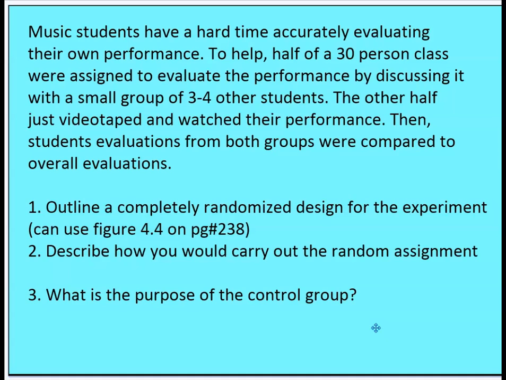So 1, outline a completely randomized design for the experiment. 2, describe how you would carry out the random assignment. And 3, what is the purpose of the control group in this experiment? All right, that brings us almost to the end, but we have to pause here because we're over our time. Please come back and join us when we continue this discussion on experiments for chapter 4.2.